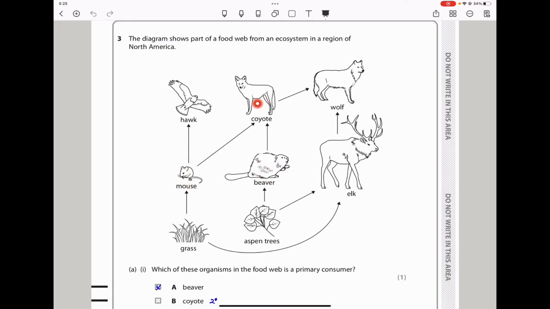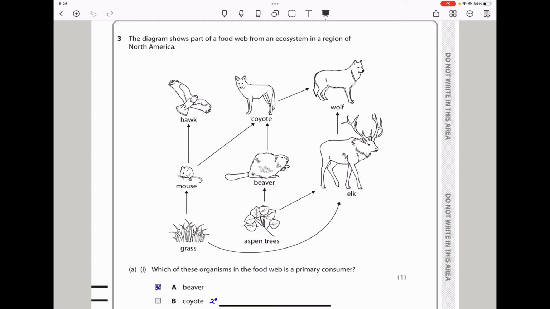If the coyotes increase in number, they're going to eat a lot of mice and a lot of beavers. Eating them a lot will deprive the hawks of their food. The hawks will have less food to eat, and therefore their population can decrease. Also, we know that over time, these are going to decrease and these are going to decrease in number. That is going to affect how everything is.